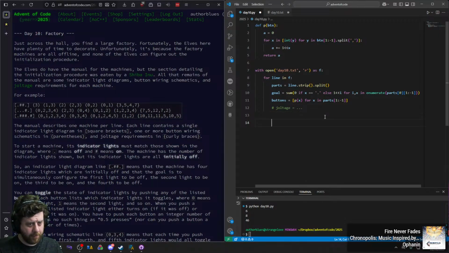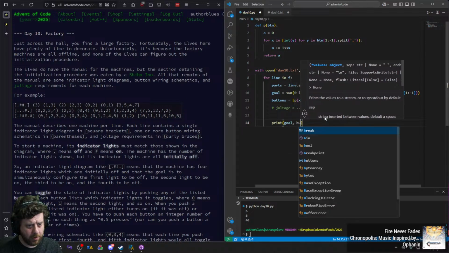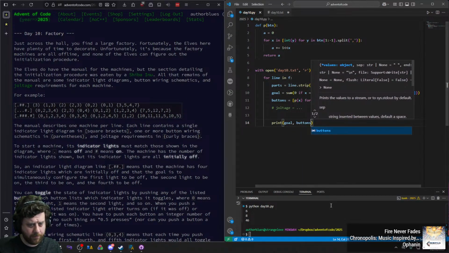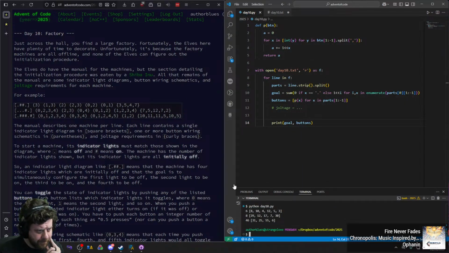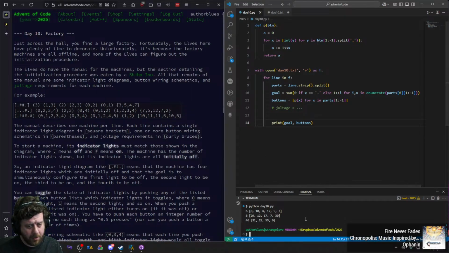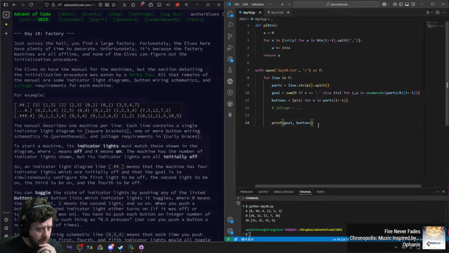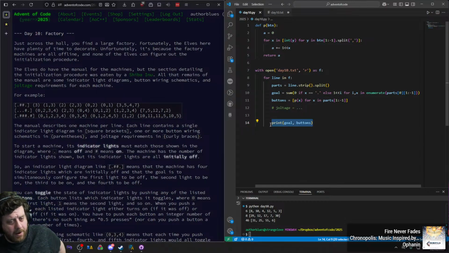Okay, so I have that information. Print goal and buttons. Let's see if we're getting what we want here. 8, 10, 2 and 8, yep. 2 would be 4, yep, 4. Okay, so it looks like that's doing the right thing. And basically the question is, what's the smallest number of them that I can combine to get the right answer?